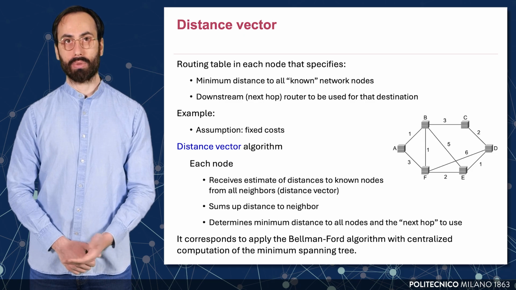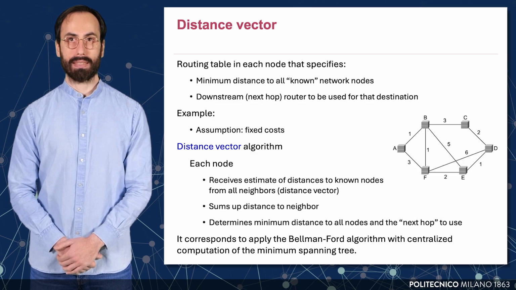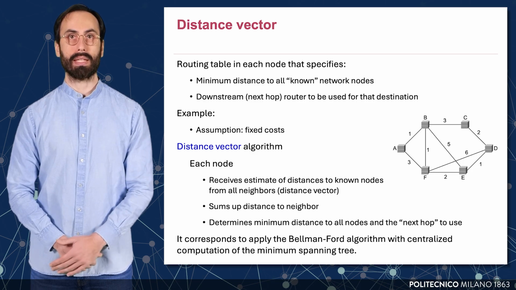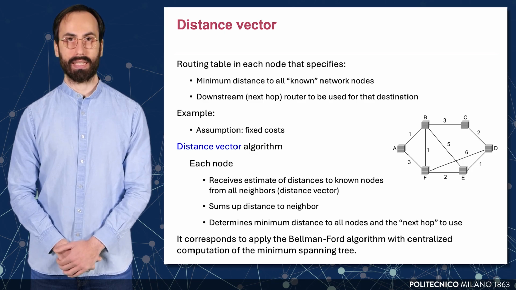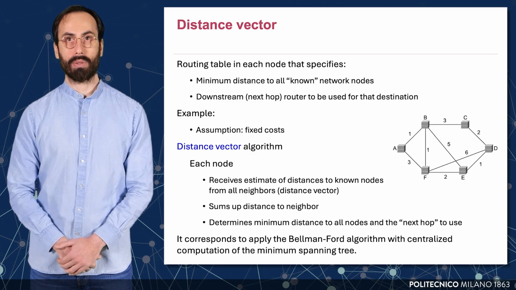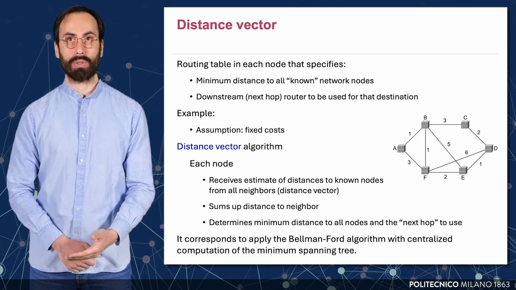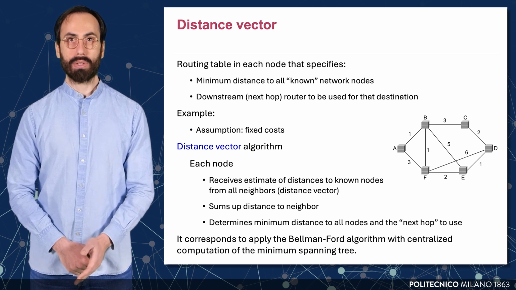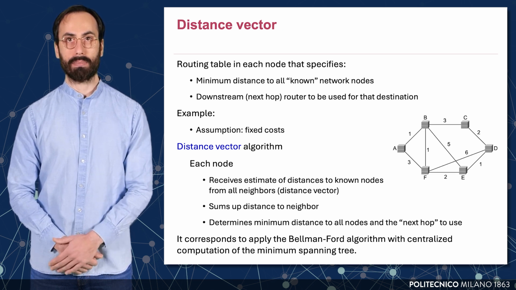In distance vector routing, each router maintains a table that lists the shortest known distance to every other node in the network and the next hop to reach it. Each router periodically exchanges its table, or distance vector, with its neighbors. When a router receives updates, it adds the cost to the neighbor and checks if the new path is shorter. If it is, the table is updated.